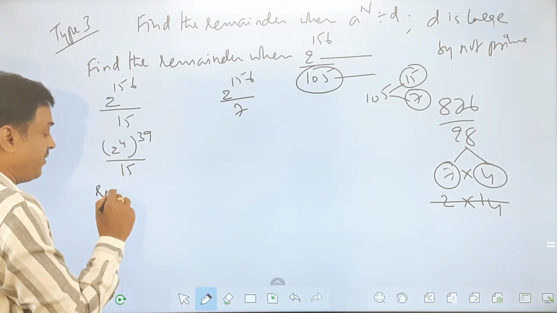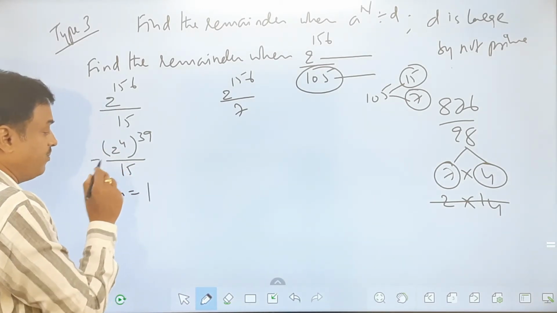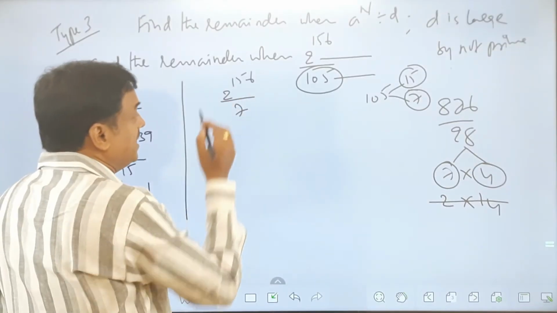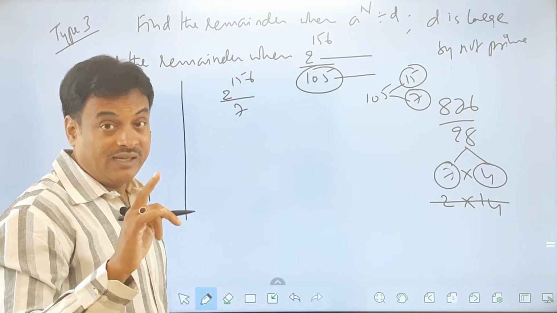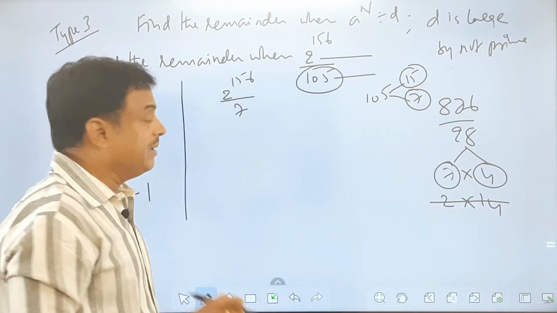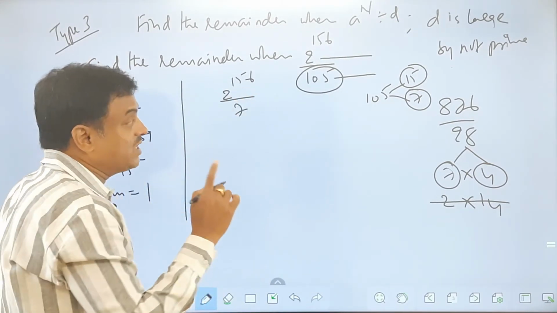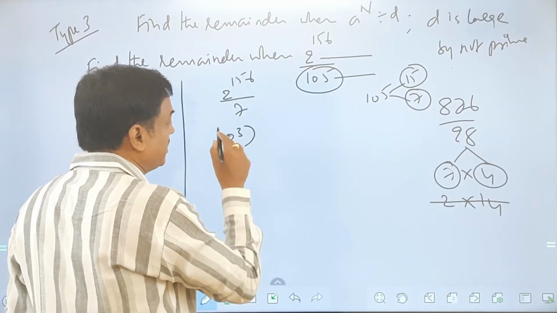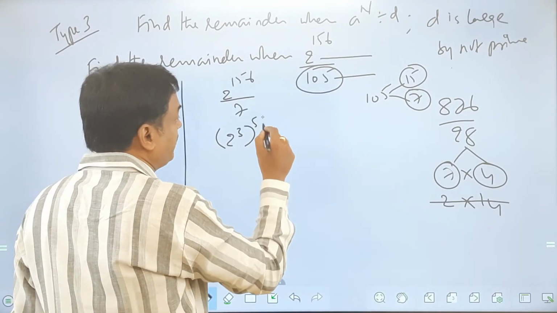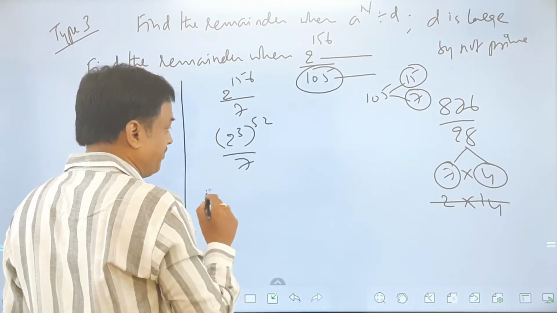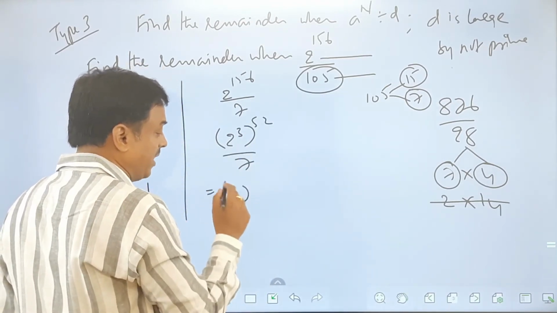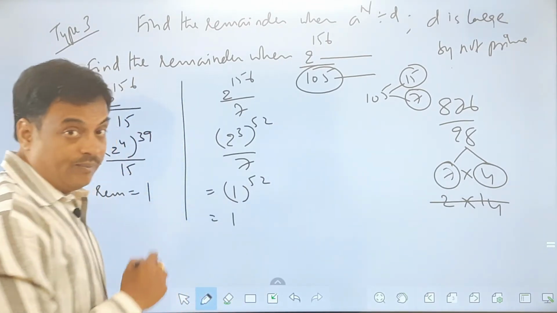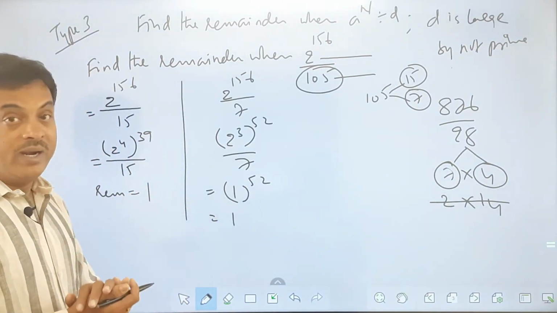Now 16 divided by 15. What will be the remainder, friends? The remainder will be 1. So I got a remainder as 1. That's one thing. Now this number 7 is very close to 8. 8 means 2 power 3. Now this number I should convert as 2 power 3. So what I can do now, this can be written as (2 power 3) whole to the power of 52 divided by 7. And then 8 divided by 7, remainder 1 to the power of 52, and ultimately the remainder is 1.